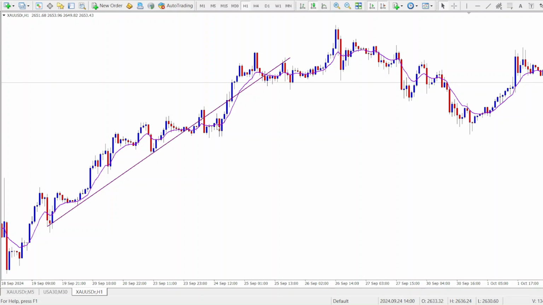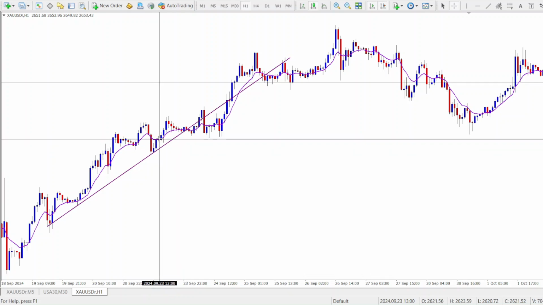Okay, so now at this point, let us use this point as an example, because these are the 2 points we use to draw the trend line. Let us use this point as an example, right? Now, after the price of the asset hit the trend line, it started moving upwards.